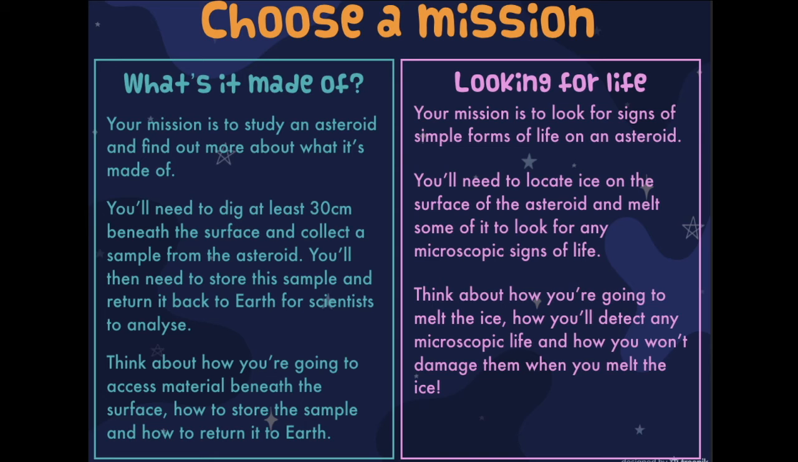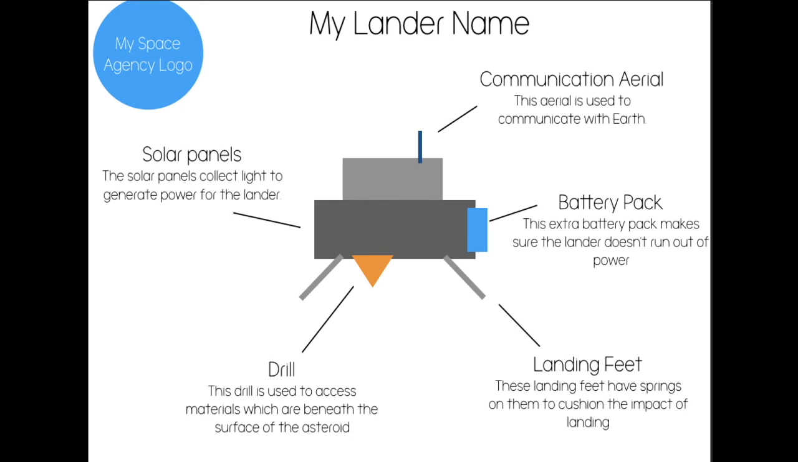Those are the 2 missions you can do, so pick one of them and design a spacecraft that fits in with those mission objectives. Now what we want in the end is something that looks like this. So on a piece of paper, right in the center, we want a picture of your spacecraft. And we want you to label all parts of it. We don't just want you to name it, we want a little bit of description to go along with it, such as the communication aerial, and this area is used to communicate back down with Earth. Or the landing feet. These landing feet have springs on them to cushion the impact of landing. The more descriptive you can be, the better.